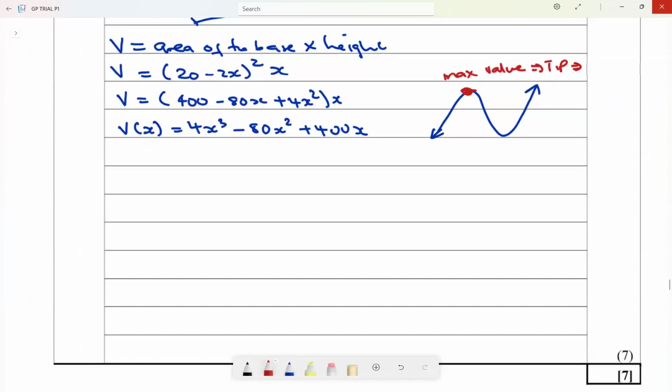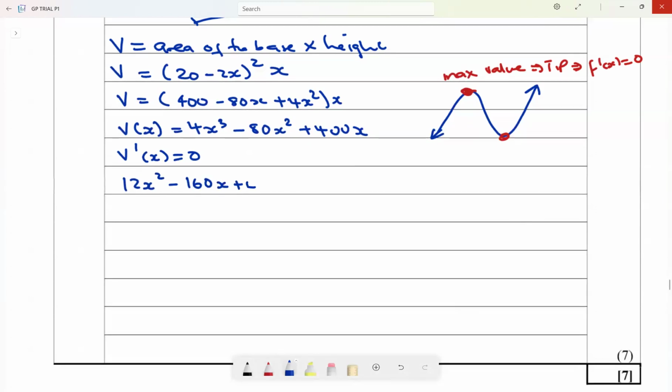And at the turning point, what do I know? The first derivative is equal to 0. So in this case, instead of saying f prime of x, this is going to be volume prime of x needs to be equal to 0 for me to find the maximum. Also for the minimum, it is still the same. So what is the derivative of my volume with respect to x? It's going to be 12x squared minus 160x plus 100 equal to 0.